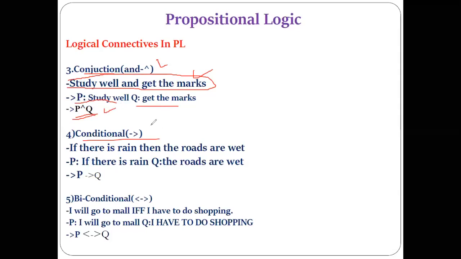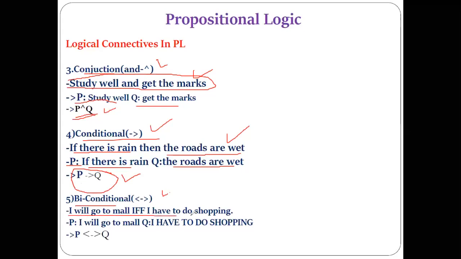Then suppose if you want to see the example of conditional: if there is rain, then the roads are wet. This is the sentence given. Now we have to write the proposition logic for that. So first represent it using the propositional symbol P, meaning if there is rain, Q meaning the roads are wet, and simply we have the proposition logic for that as P implies Q. Getting this? Yes, sir.